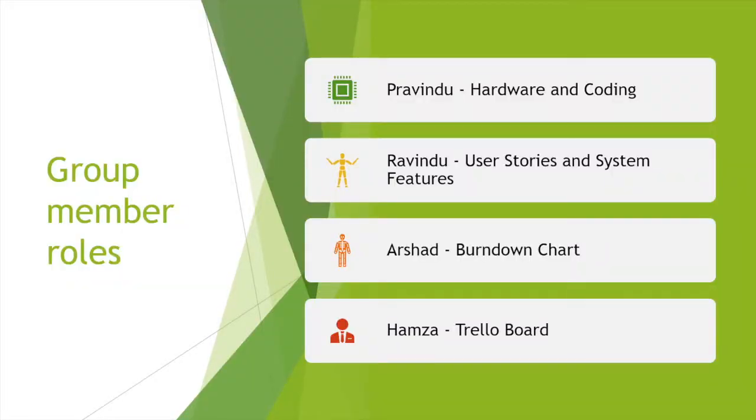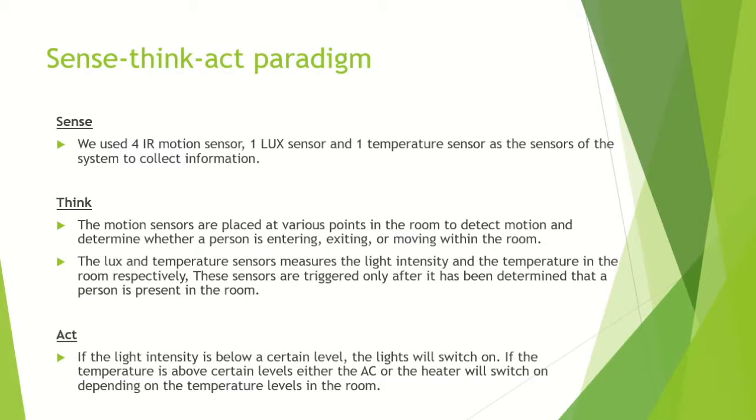Pravindu took care of assembling the hardware and typing the code for the project. Ravindu covered the user stories and the system features. Myself, Arshid, had to create the timeline for the project and assign story points to different tasks in the burndown chart. And lastly, Hamza created the Trello board to break down the project into smaller tasks and components for each member to work on.